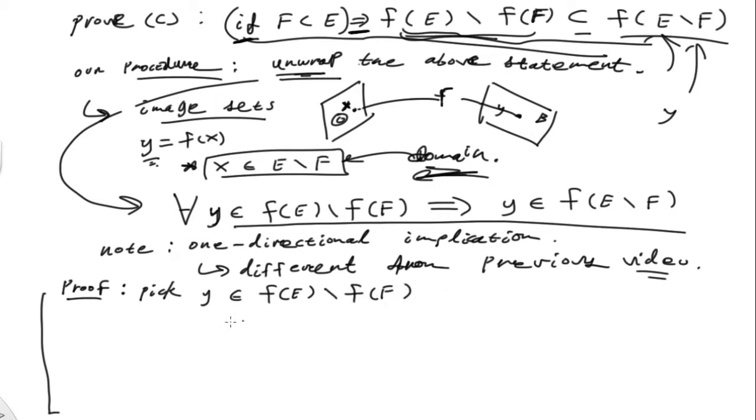Now I want to unwrap this statement even further. This statement right here, if I put brackets around it, is equivalent to saying that y is in the image of E, and that's important, and y is not an element of f of f. By definition. Again, we're unwrapping this statement, simply rephrasing it.